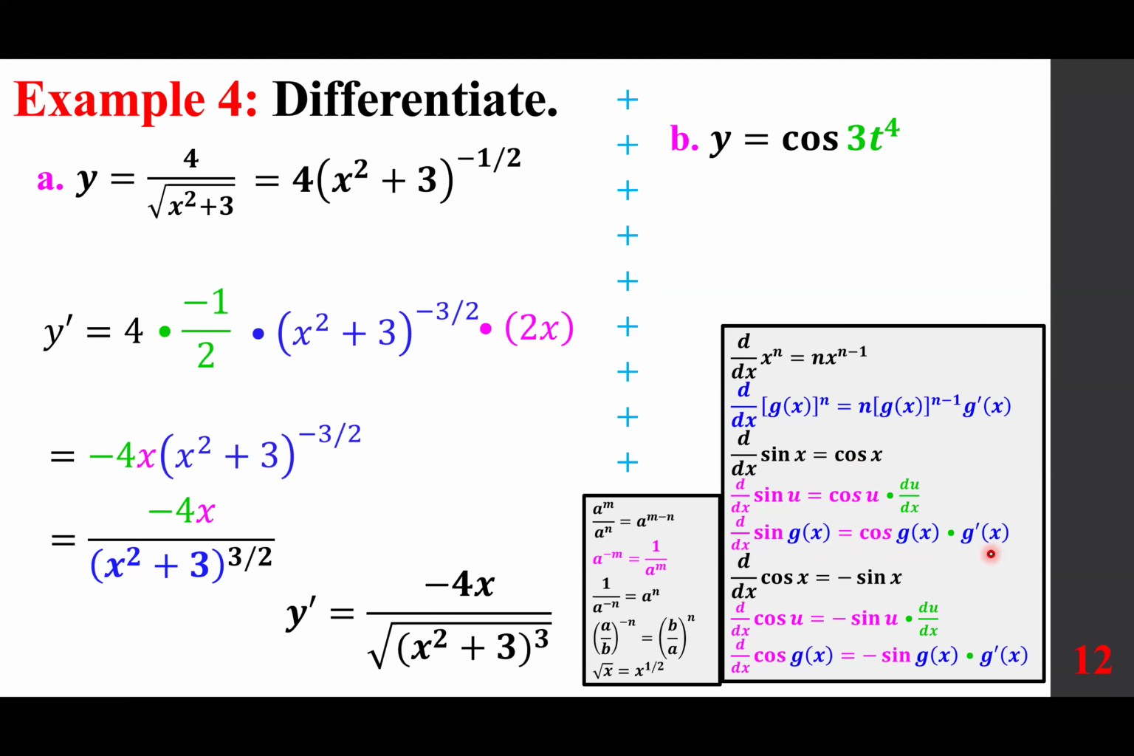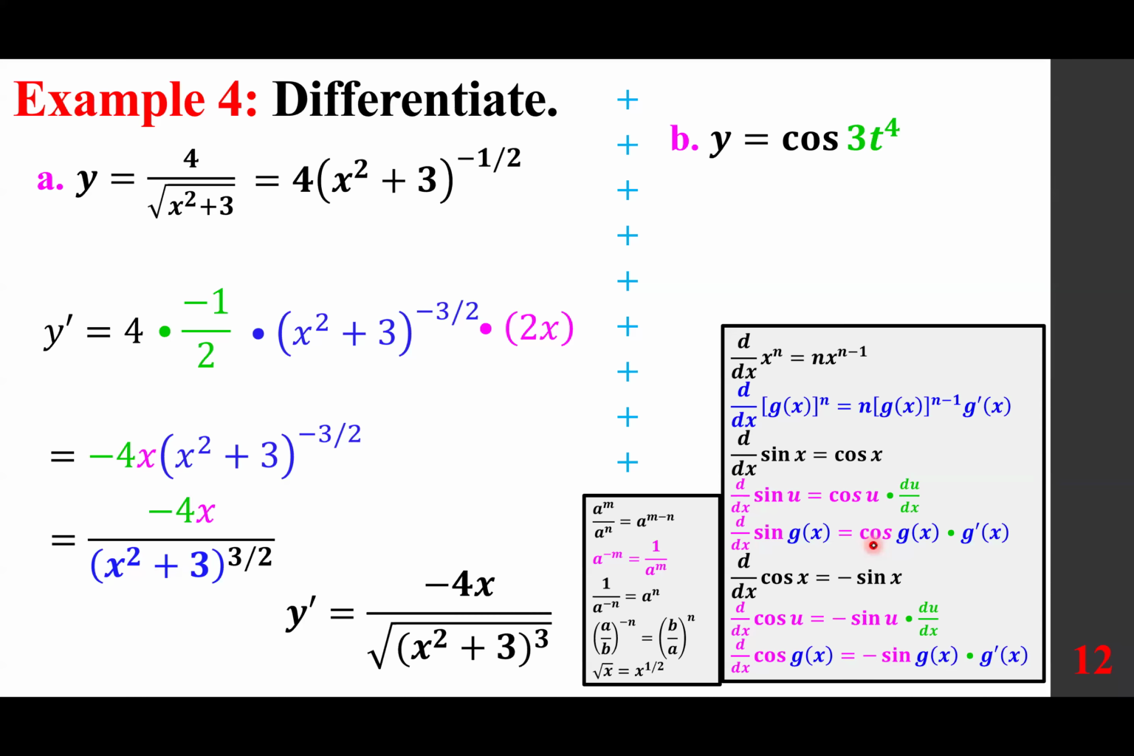of the chain rule. If you're dealing with cosine, the derivative of cosine, you should know it's negative sine. The derivative of cosine u is negative sine u du dx. And the derivative of cosine of g of x is negative sine g of x, g prime of x. These two, of course, just as these two refer to the chain rule.